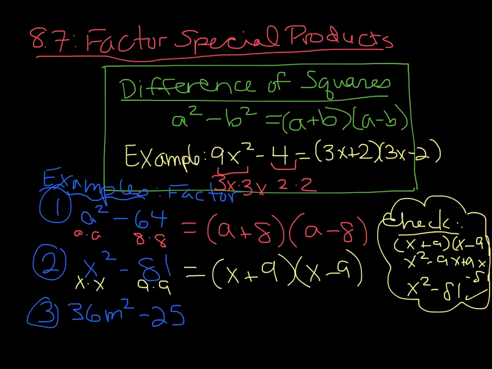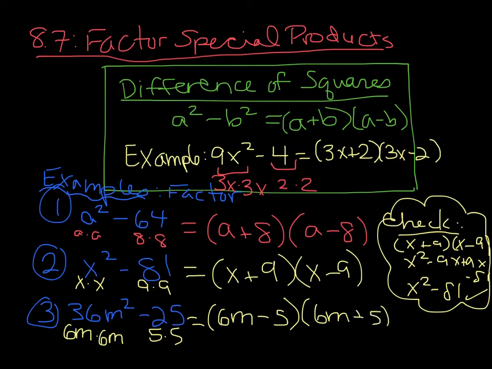So 3 is a harder one. 36m squared is the same thing as 6m times 6m. That actually is a perfect square. 25 is the same as 5 times 5. Our answer is going to be 6m minus 5 times 6m plus 5. Notice how I wrote this one in the opposite order from the previous ones. I put the minus first here. That's completely fine. You are allowed to do that. It's the commutative property, so you're allowed to do that.